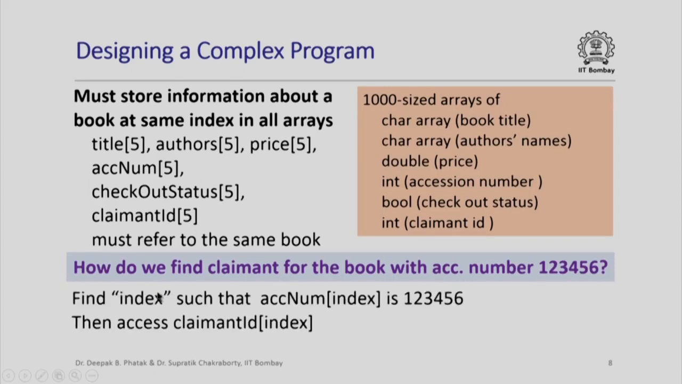Well, we will first have to find an index such that the array accession number at that index has the value 123456, whatever we are searching, and then we have to use that index to access the corresponding element of the claimant ID array. Now as you would agree with me, this is an unnecessarily convoluted reasoning. I am searching one array to match the accession number, then using the index from that array to access another array to find out the ID of the claimant. So is there a better way to go about doing this?